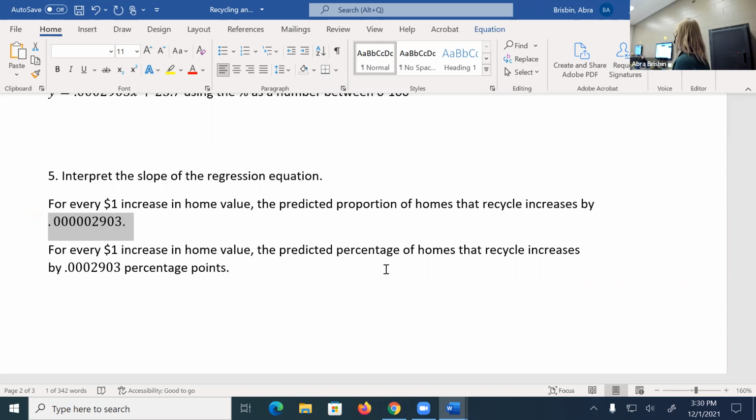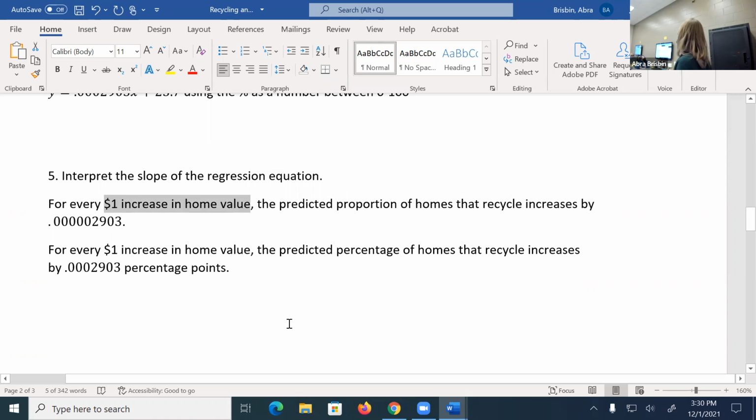home value doesn't have much to do with recycling. But you need to pay attention to the fact that a $1 increase in home value is a really small increase as well. So in order to get a better sense of the relationship between home value and recycling, it might even be better to write this interpretation in terms of for every $1,000 or $10,000 increase in home value, how much do we expect recycling to increase? To get a better sense of the scale of these numbers.